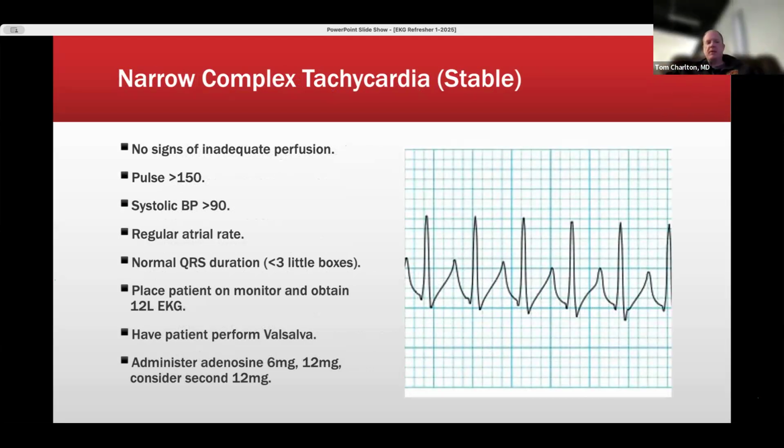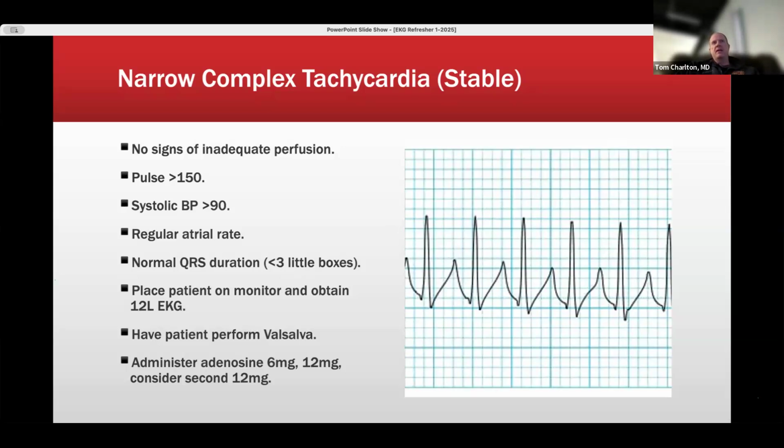Typically, these patients' blood pressures will be fine. You may even be able to see a regular atrial rate. And the arrhythmia itself is going to have a normal kind of accordance to it. So it's going to be the same every single time and not waver back and forth, kind of like an AFib or an A-flutter might do. We want to get the patient on monitor and obtain a 12-lead EKG.